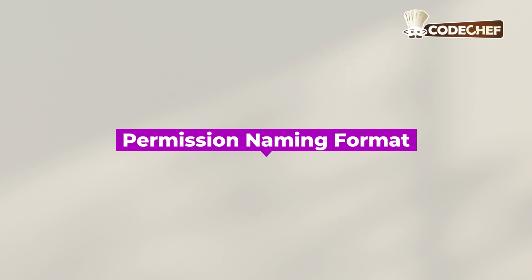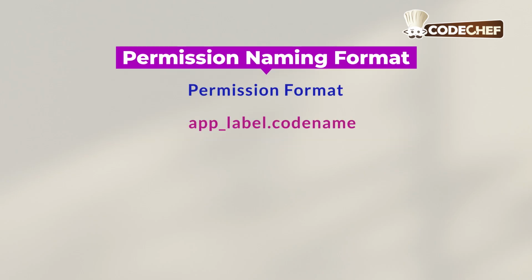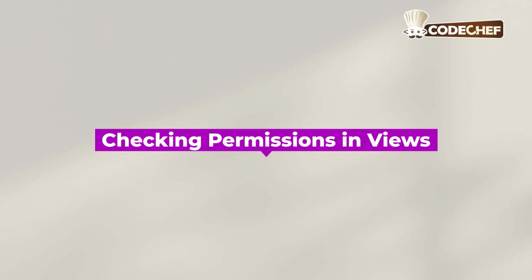Now, permissions follow a very clear naming format. It is always app_label.codename. For example, if your app is blog and your model is post, the permission to add post would be blog.add_post. Now let's see how to check for permissions in views.